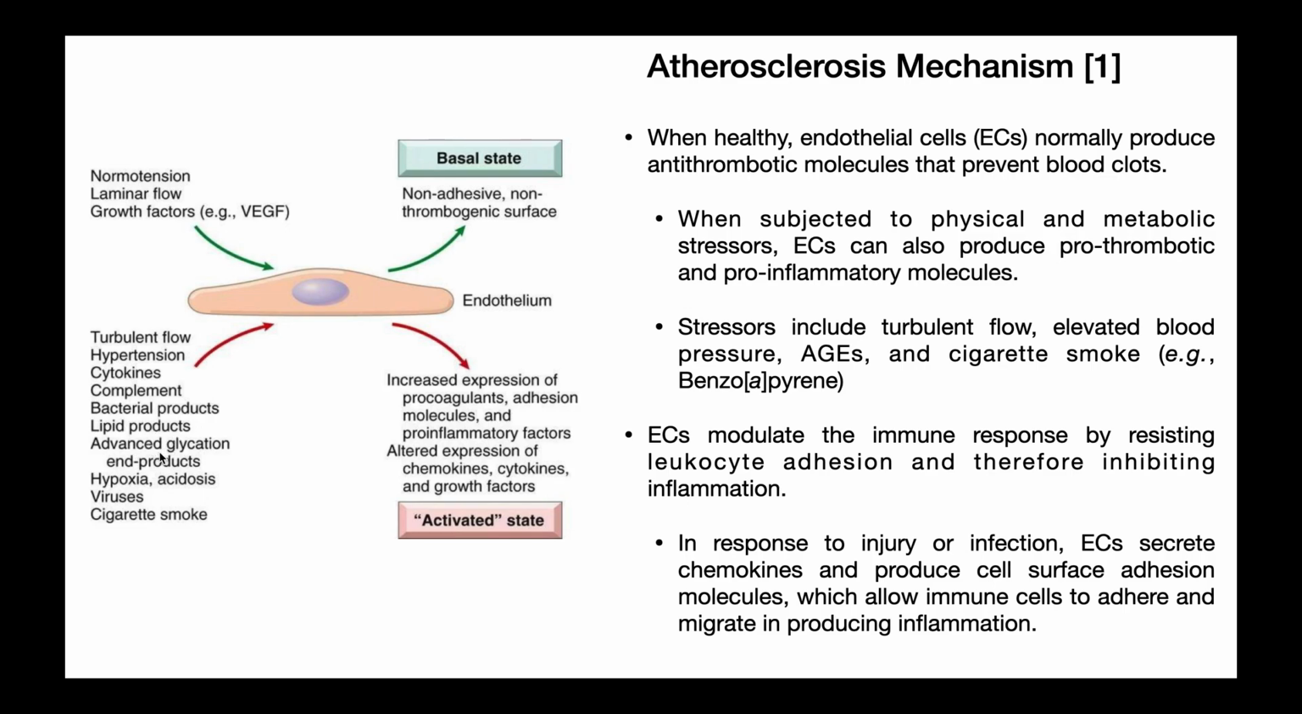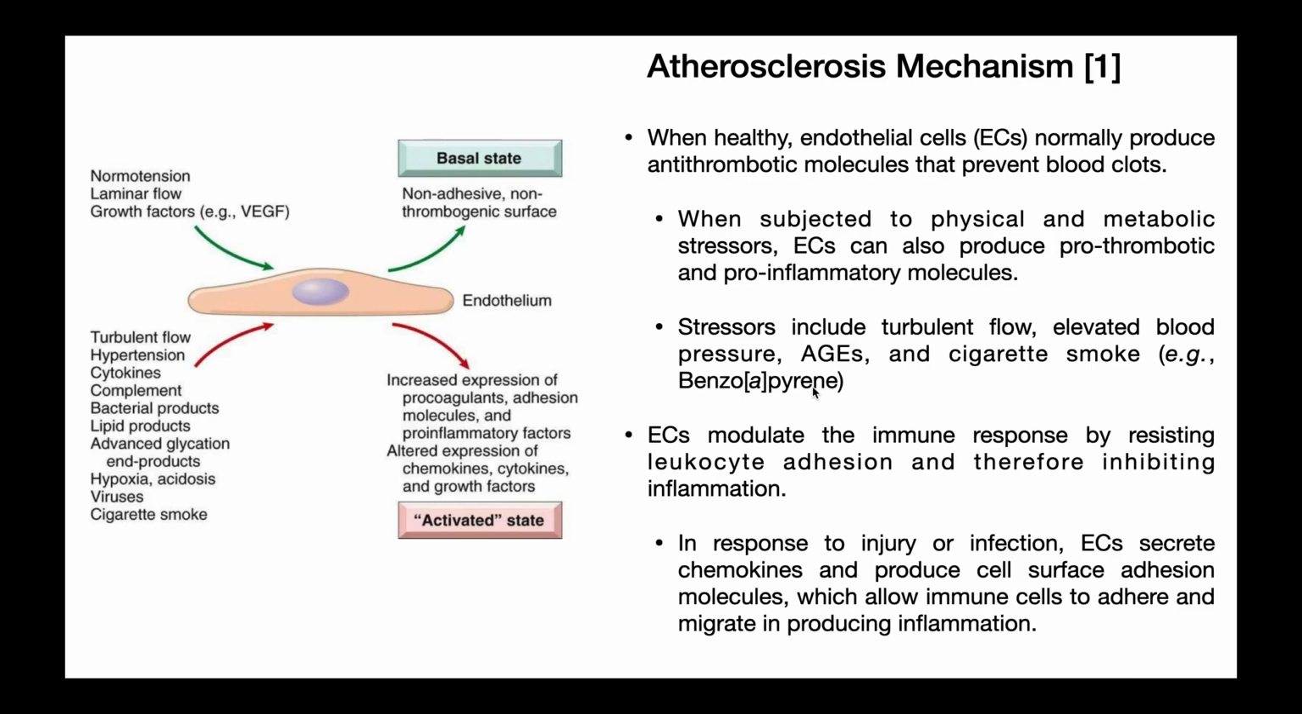Advanced glycation end products are a big problem for individuals who chronically consume a lot of sugar. It causes the blood to have a higher sugar concentration, and sugar covalently attaches to proteins and to other things, and it causes them to become inflammatory and induce an inflammatory response. Hypoxia, so low oxygen concentration, excess acid, viruses, and cigarette smoke. A lot of the things in that, like benzopyrene, are known to damage endothelial cells.